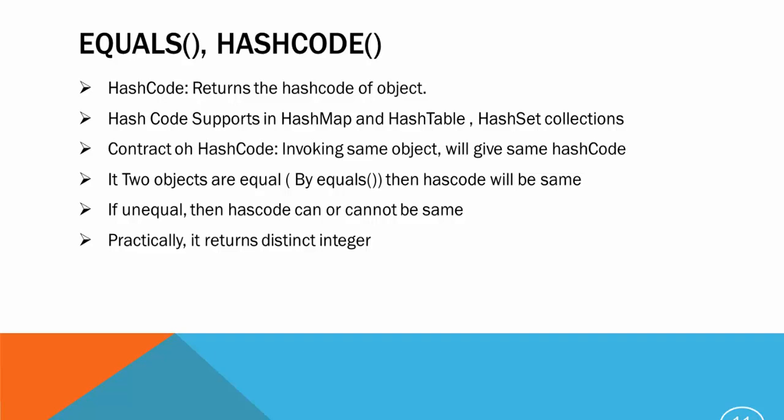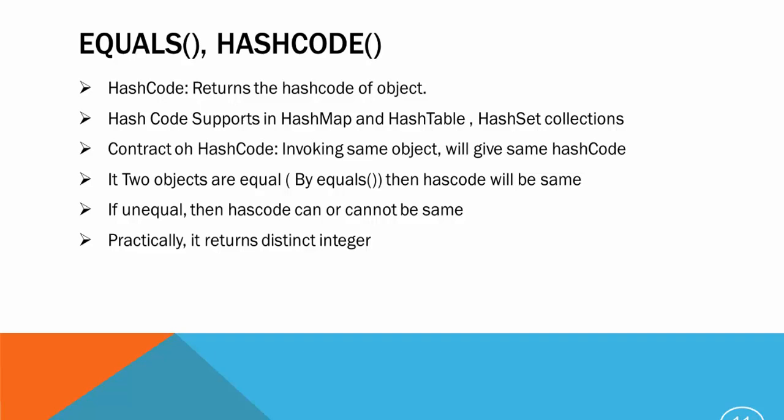That's the contract of hash code. If you are invoking it on the same object, the hash code will be the same. If two objects are equal by the equals method, it means that their hash code will always be the same. If two objects are not equal, then their hash code can be the same or can be different.